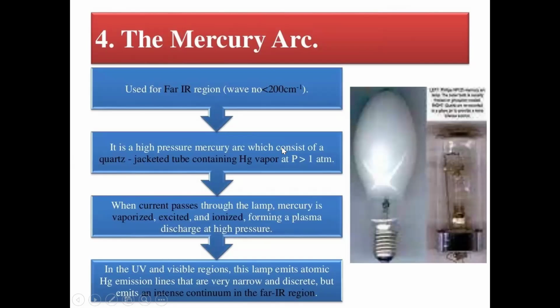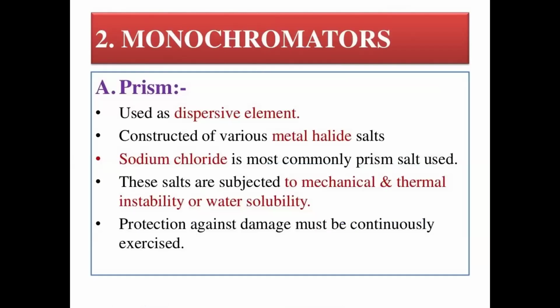It consists of a quartz tube which contains mercury vapor. Mercury vapor is maintained at a pressure greater than 1 atmosphere. Light ni pass చేస్తారు ఈ mercury vapor లోంచి. Then mercury gets vaporized, excited, and it is ionized. It forms the plasma discharge at high pressure. In brief, we can say mercury vapor is heated by the current, so it results in the production of the IR light. So this is working of mercury arc. Four sources we have discussed.